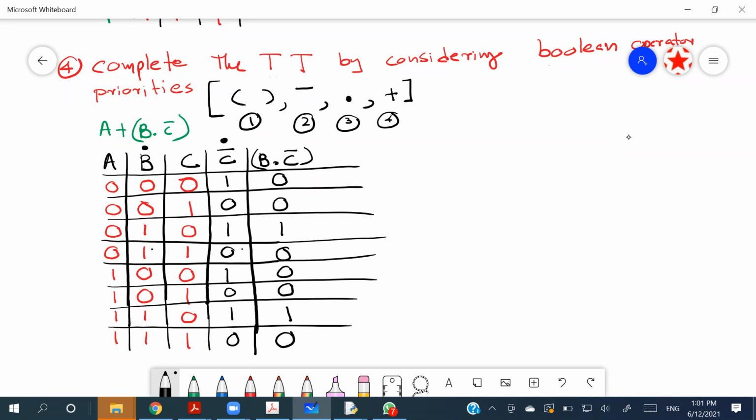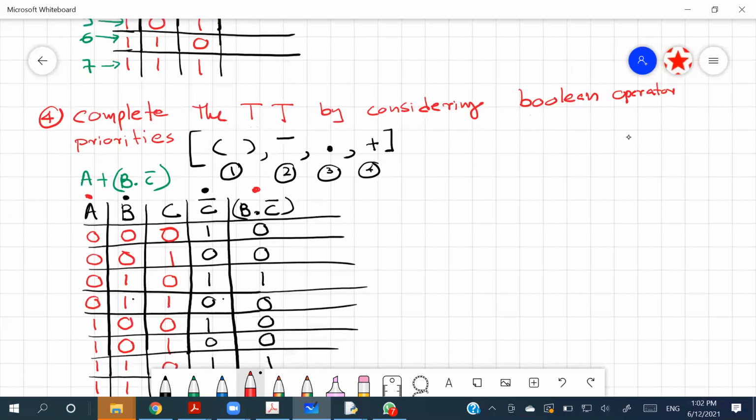Yes. It's better you always recheck, people, since we are working with lots of ones and zeros. There is a huge room to make a mistake. So B dot C bar is done. That means the bracket is done. So now you come out of the bracket. Now you got a plus operator with A. So A is there. The plus operator is doing A and this particular output B dot C bar, right?